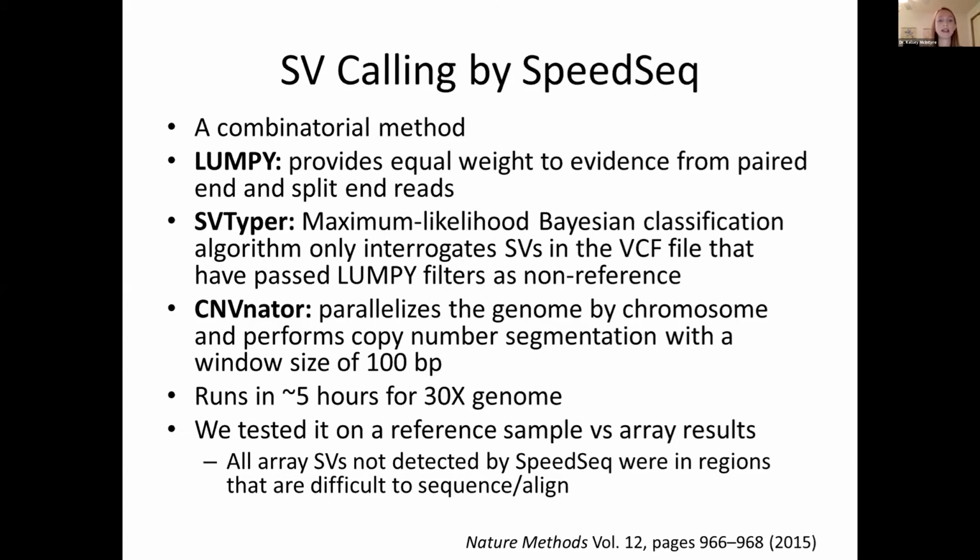And then we started by testing it on a reference sample that didn't have any known clinically significant structural variants, versus an array result on that particular sample. All the array structural variants that were not detected by SpeedSeq were in regions that are already difficult to sequence or align because they have mapping issues or they're repetitive, and those are issues that we wouldn't expect to be able to interrogate with sequencing anyway and would be excluded. So we felt good about moving forward with SpeedSeq.